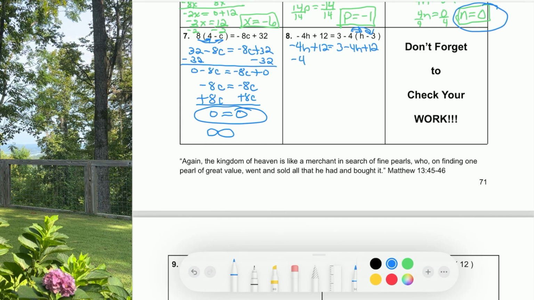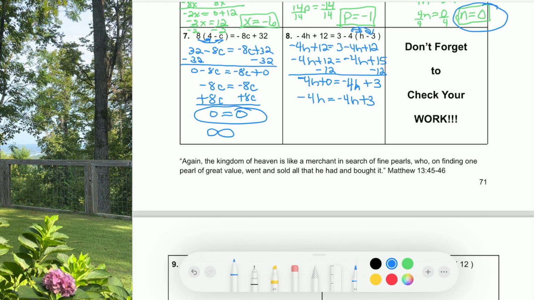Okay, so I have negative 4h plus 12 on this side. 3 plus 12 is going to be 15. So I have negative 4h plus 15. I'm wondering if we're going to have another special case here. Let's see. Let's keep going just to make sure. So minus 12 minus 12. So we have negative 4h plus 0 equals negative 4h plus 3. So negative 4h equals negative 4h plus 3.